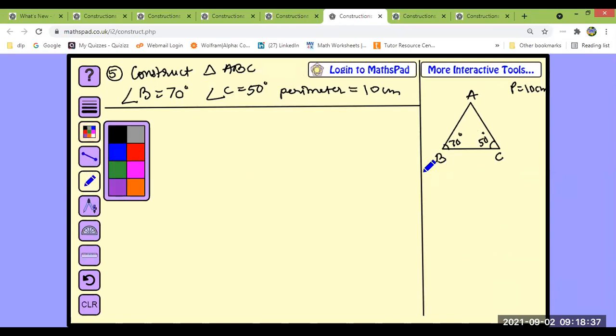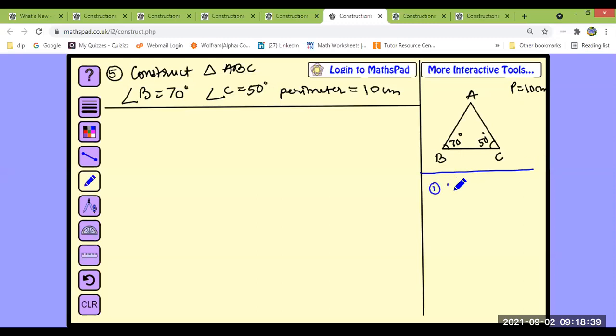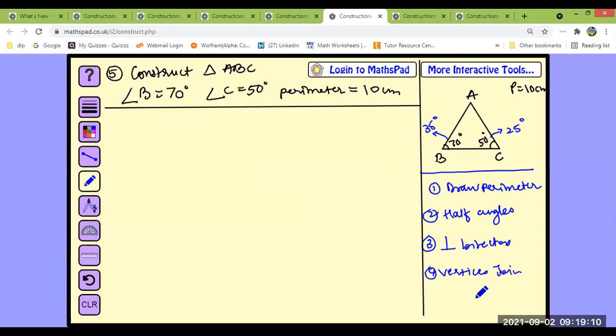Now we look at the steps. Step 1, we draw the perimeter as base. Second step, we draw half angles on each end. So half of 70 is 35 degrees and half of 50 is 25 degrees. Step 3, perpendicular bisectors. And step 4, we get the vertices. Join the vertices to get the triangle. That would complete the construction.